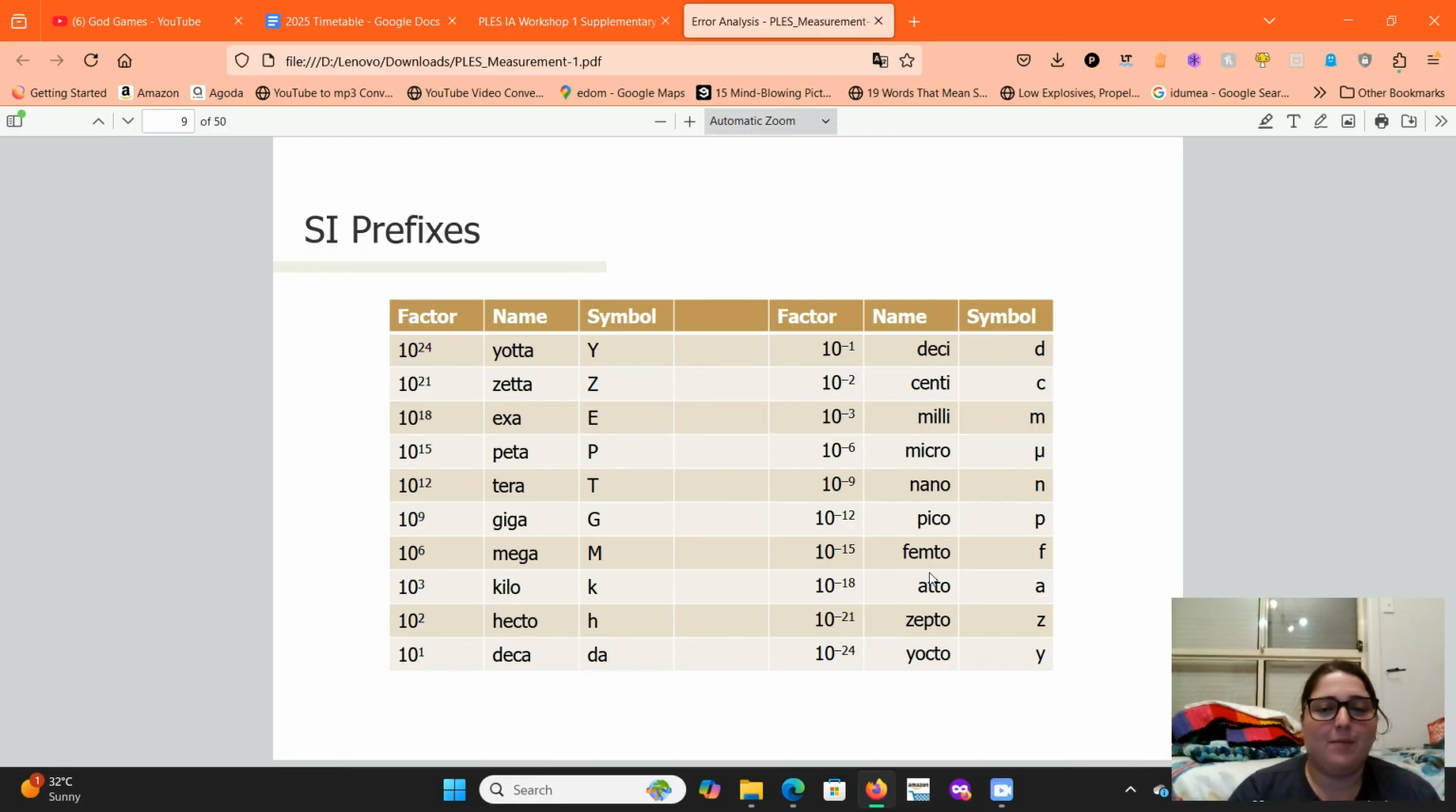These are all massive or very tiny. Okay? So your yotta, zetta, exa, peta, tera, giga, mega, kilo, hecto, deca for your large ones, and then for your small ones, deci, centi, milli, micro, nano, pico, femto, atto, zepto, yocto. Okay? I'm not expecting you to remember those, but at least remember the numbers of their power to. That's all.